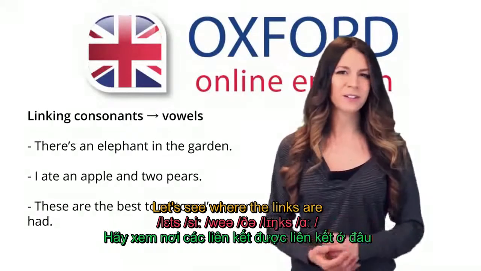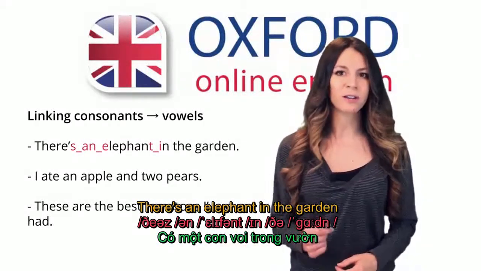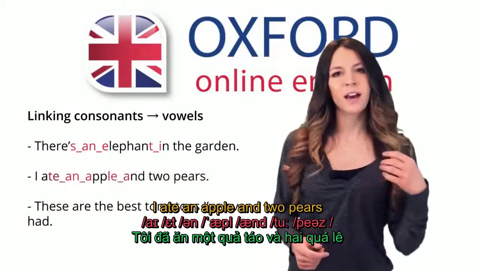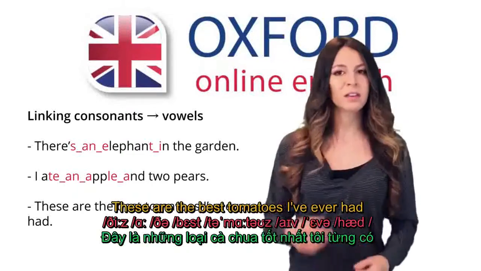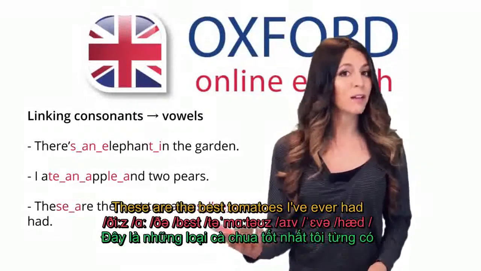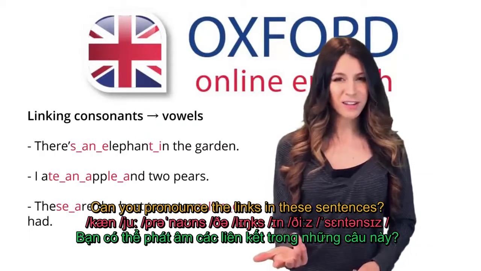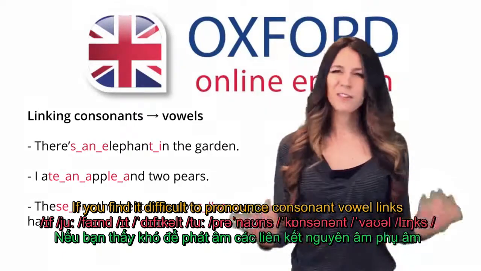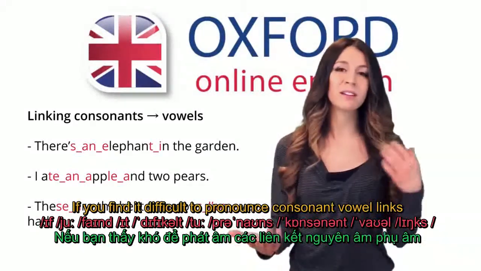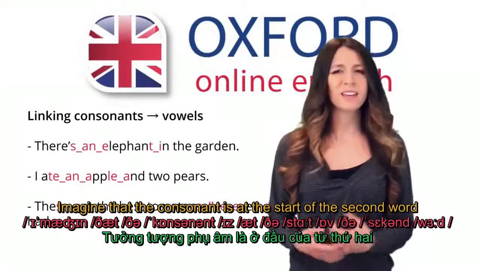Let's see where the links are. There's an elephant in the garden. I ate an apple and 2 pears. These are the best tomatoes I've ever had. Can you pronounce the links in these sentences? If you find it difficult to pronounce consonant-vowel links, there's a simple trick you can use.